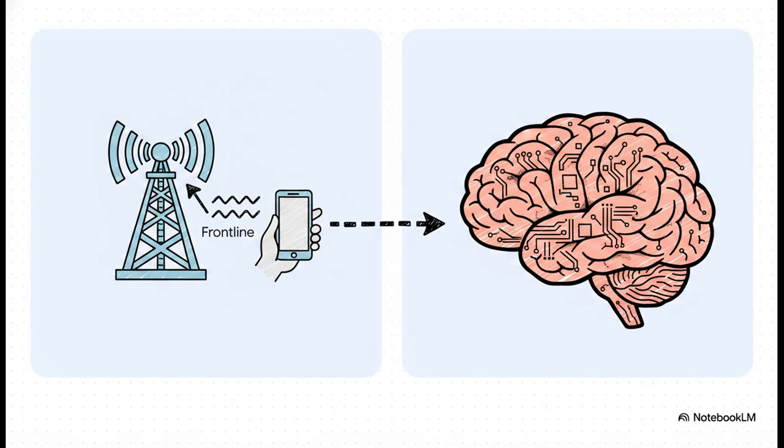Now think of the EUTRAN as the front line. It's the part that your phone is actually talking to wirelessly. And then you've got the EPC, which stands for the Evolved Packet Core. This is the network's brain, the powerful central system that does all the real heavy lifting behind the scenes.